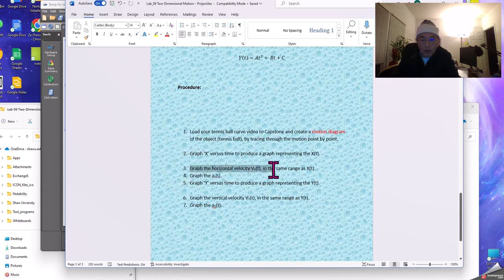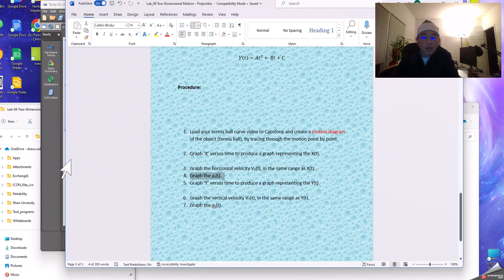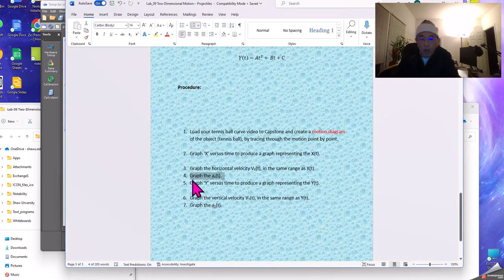So now we are up to here. We graphed the x velocity and same range as the x. Now let's graph acceleration. Along the x direction, the acceleration is basically negative. It's against the velocity. Since the object moves to the left, it's negative, so the acceleration should be something like positive. Okay, now let's continue doing this.